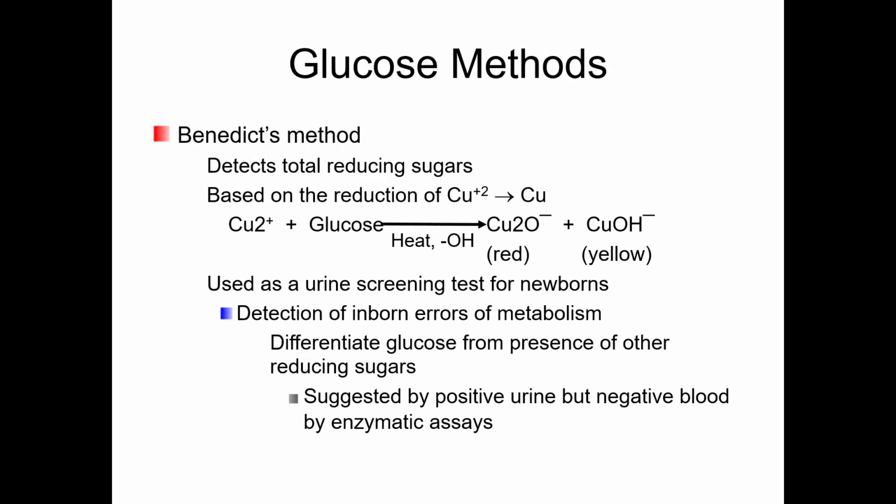Methods for evaluating glucose levels. The Benedict's method is one of the most common. It detects total reducing sugars. It's based on the reduction of copper with glucose to produce a colored precipitate. It's used as a urine screening test for newborns and the detection of inborn errors of metabolism.